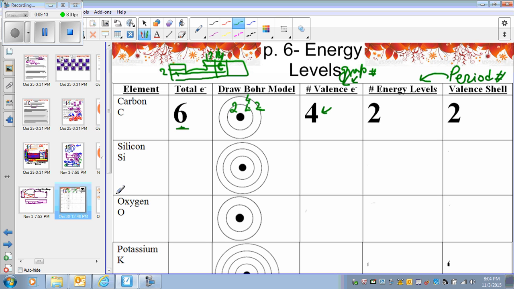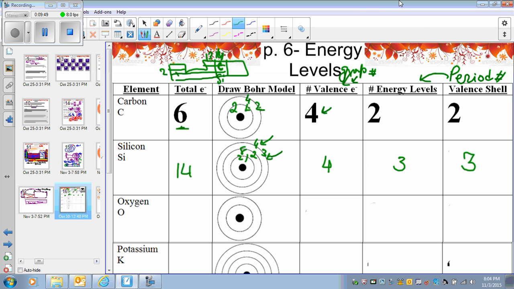So go ahead, let's do silicon. Silicon I know has 14 electrons. Silicon is in period 3, so 2, 8, and 4. This is how you do it: 2 here, 8 here, and 4 here. So how many energy levels? As you see, 1, 2, 3. Valence electrons are right here, 4. Silicon is also sitting here, so it's group 14. And the valence shell, the outermost shell, is 3. So this is how you need to do this table.